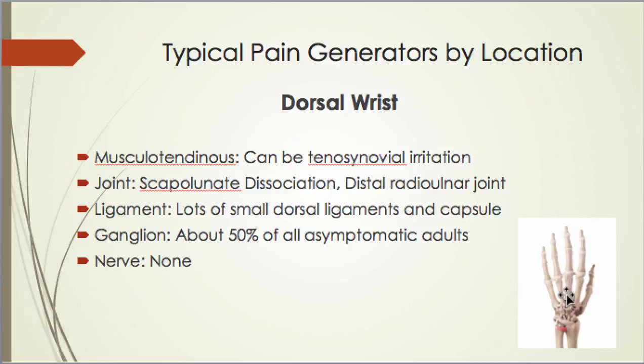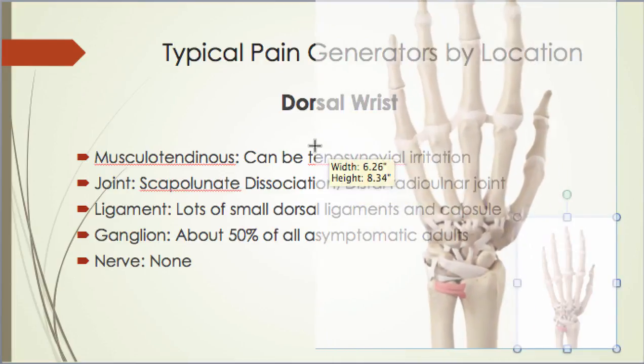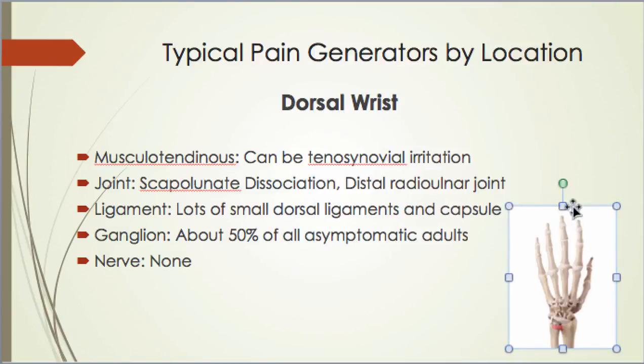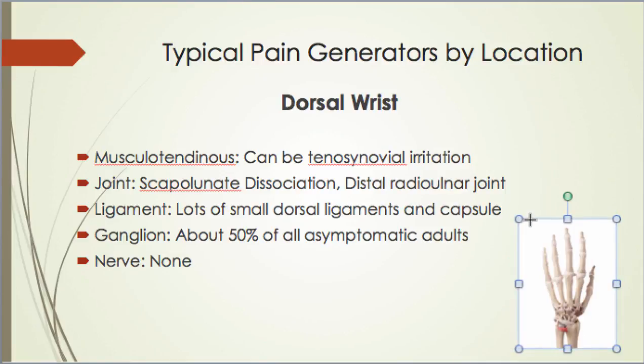Ligament, well, there's lots of small dorsal ligaments in the capsule on the back side of the wrist. So here I'm just going to show you, here we go, all these little ligaments here, intercarpal ligaments. Here's one going from the radius across to the ulnar side. So there's a lot of them. This doesn't even show probably but half of them. This is the posterior radial ulnar joint ligament right here. So those ligament issues can cause vague symptoms in the wrist and can be very challenging to diagnose.